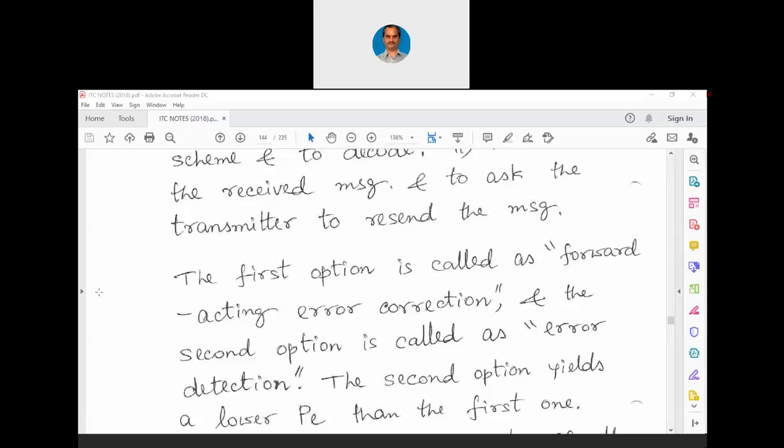Now, we are going to go for the first option only, that is forward acting error correction. We are not going to go for the second option. Now, again, the question may come that if we are going for forward acting error correction, what happens if there is a large amount of error? Right now, we are not going to deal with that particular method of handling large amounts of errors. That is called burst error handling.